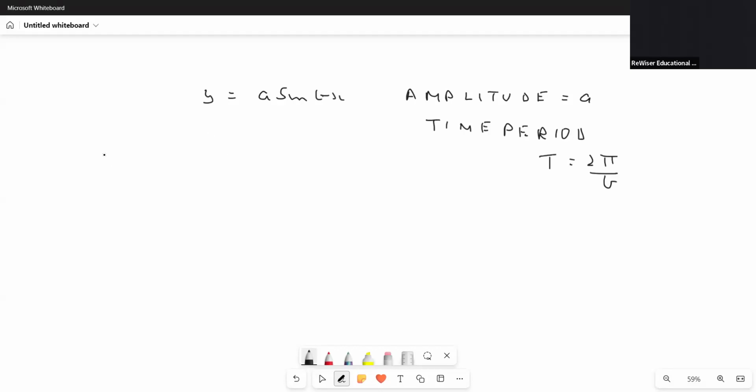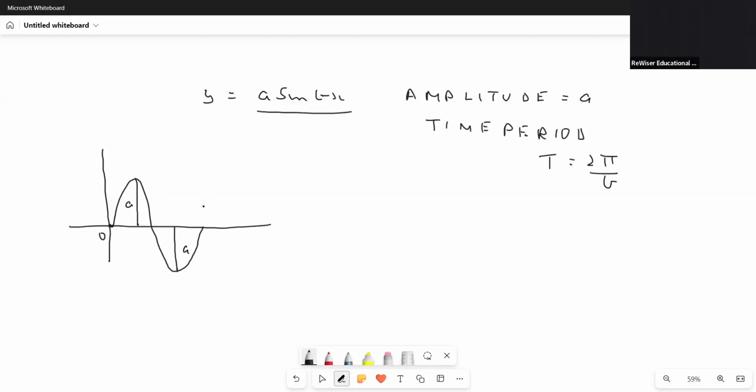So if I'm drawing any generic sine curve, it should start from 0. That's the point on the graph, at the origin. If it's A sin bx, that literally means it will go up A units, go down A units, and will end at 2 pi by B. That means this height should be A, this height should be A, and it will end at 2 pi by B.